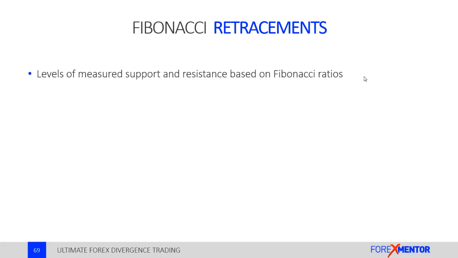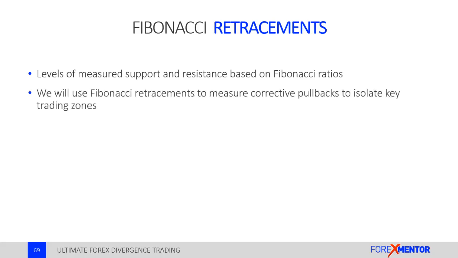Okay, so anyway, we're going to talk about here the very specific Fibonacci levels we're going to use and how we're going to use Fibonacci retracements. All right, so the Fibonacci retracements are based on the Fibonacci sequence. They're basically ratios from the Fibonacci sequence. We will use Fibonacci retracements to measure corrective pullbacks to isolate key trading zones.